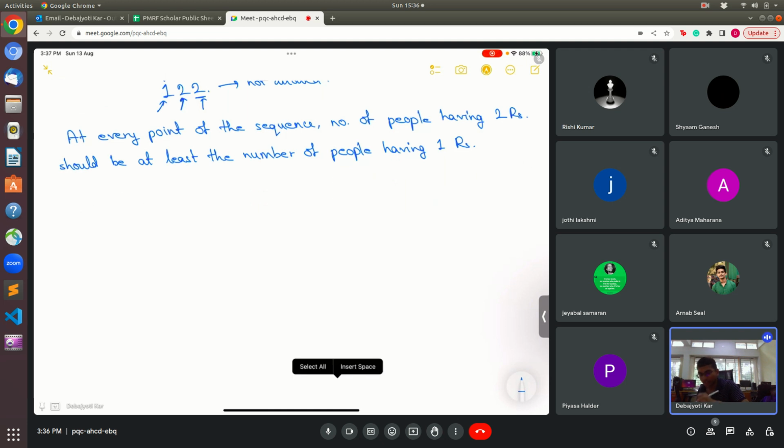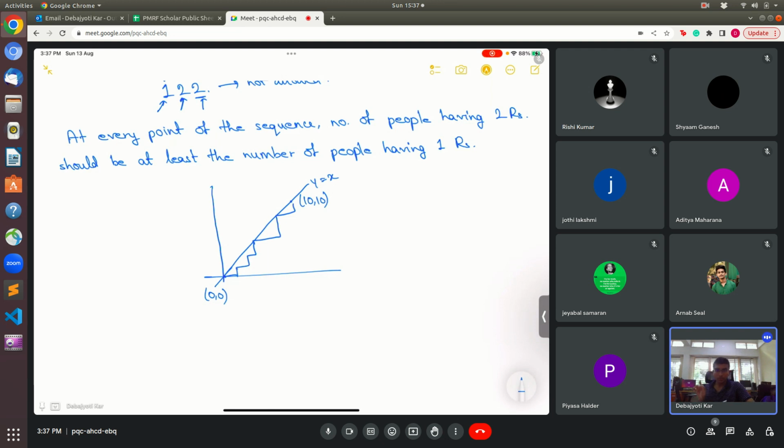So what do we have in the Catalan number problem? We have this grid, we have this line y equal to x, we start from the origin, we have to move to the point (10, 10) using lattice paths, and the constraint is that we should at no point cross the line y equal to x. So the path should be something like this, right? So how do we draw a connection with our problem?